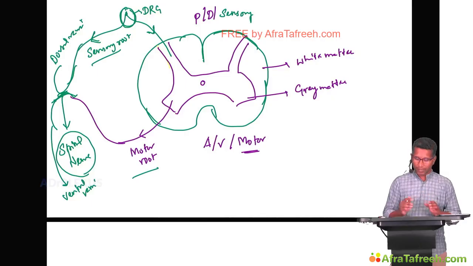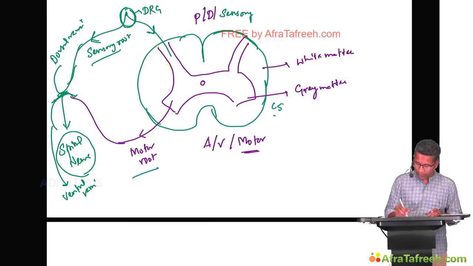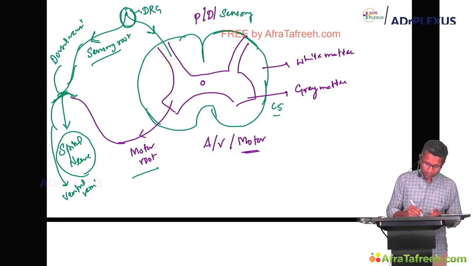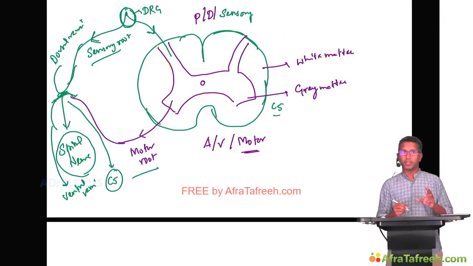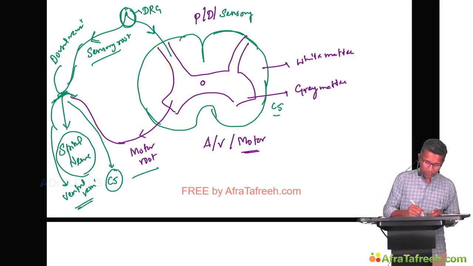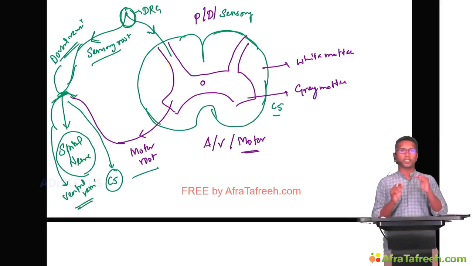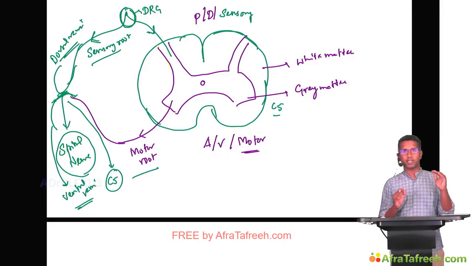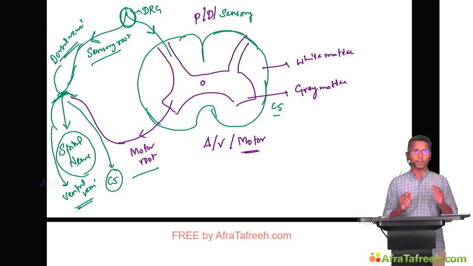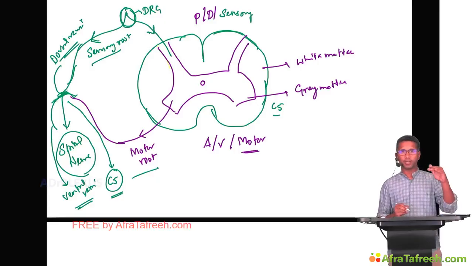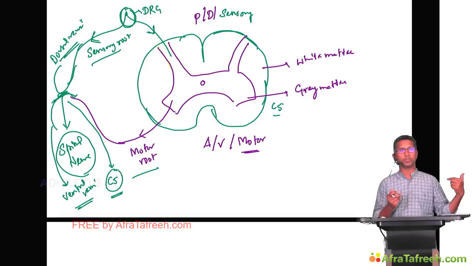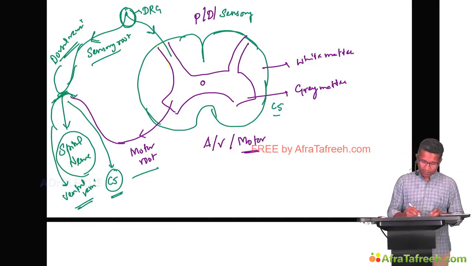Let us assume I have taken a section at the level of C5. What is coming out is the C5 spinal nerve, and this C5 spinal nerve has a ventral rami and a dorsal rami. Can you understand? This C5 spinal nerve divides into the dorsal rami, which goes to the posterior aspect of your body, and the ventral rami, which goes to the limbs.